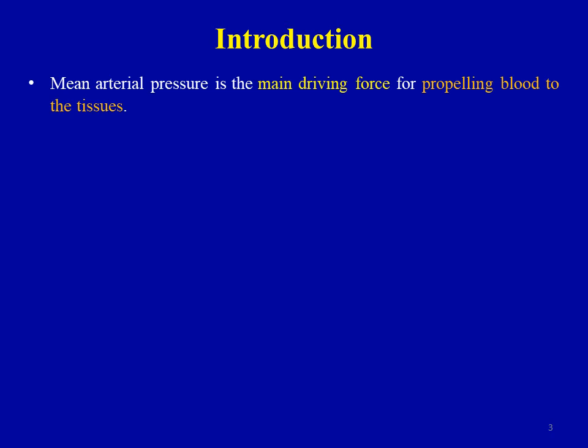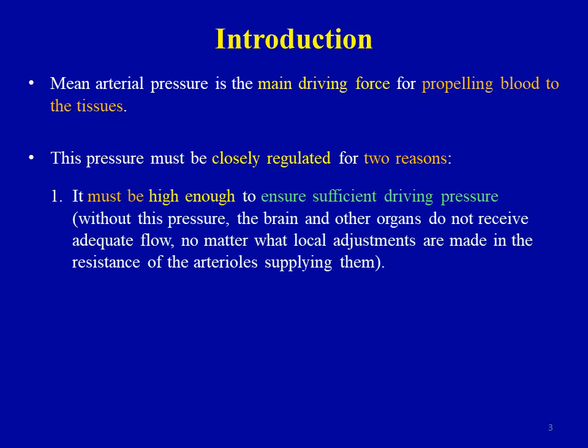The mean arterial pressure is the main driving force for propelling or pushing blood to the tissue throughout the circulation to the different peripheral tissues. This pressure must be closely regulated for two main reasons. The first reason, this pressure must be high enough to ensure sufficient driving pressure, because without this driving pressure, the brain and other organs, including the heart, will not receive adequate blood flow, no matter what the local adjustments are made in the resistance of the arterioles supplying them.